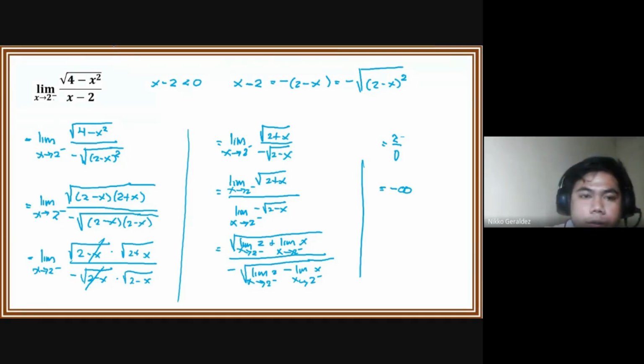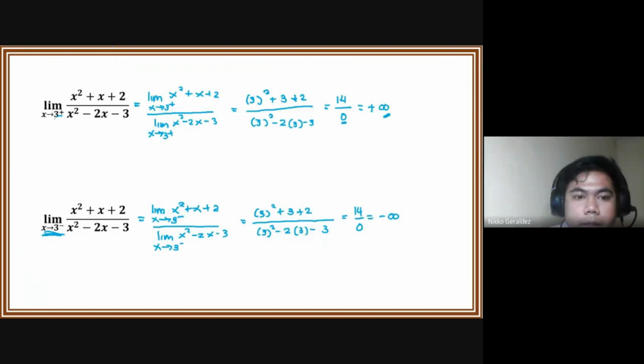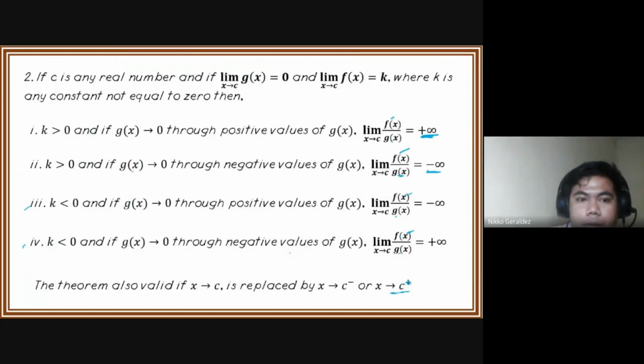Good. So anong case yun? Case 2. Numerator is positive and g of x approaches 0 through negative values. Ayun.